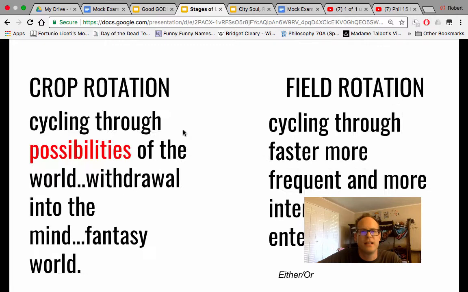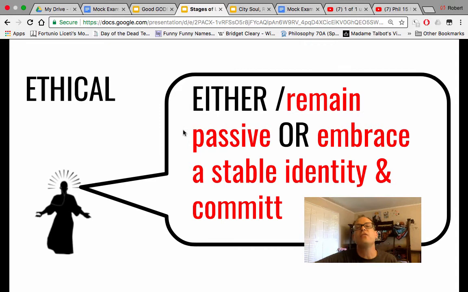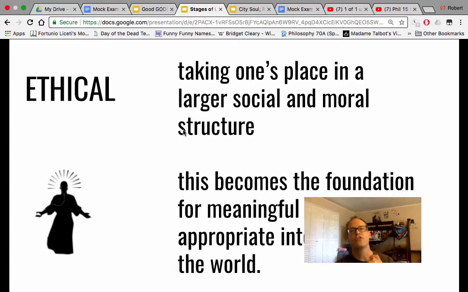All right, now let's see if we can get to go through our rotations. Okay, the ethical life. We didn't talk about this too much, but it's when you take your place in a larger social or moral structure. So this would probably be a religion, right? Christianity would work fine. The idea is that this network of social and ethical norms and practices becomes your framework for interacting with the world. The ethical life has prescriptions for ways to act in different circumstances.